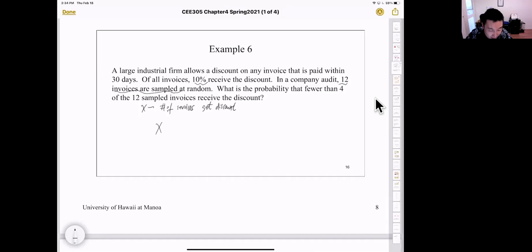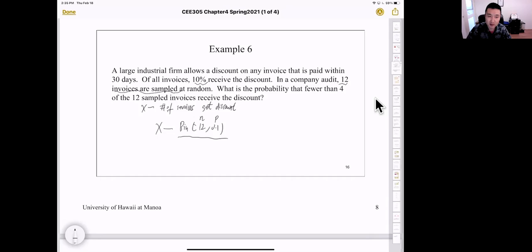And we have 12 samples. For each of these samples, the chance it gets a discount is 10%. This chance doesn't change over these 12 picks, and each of these picks is independent of the others. So we know it will follow a binomial(12, 0.1), where 12 is n and p is equal to 0.1.